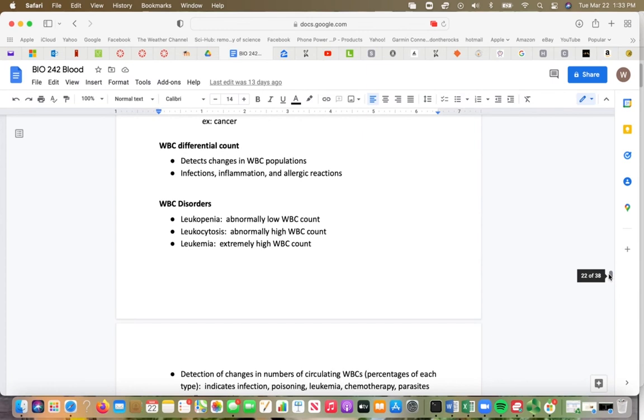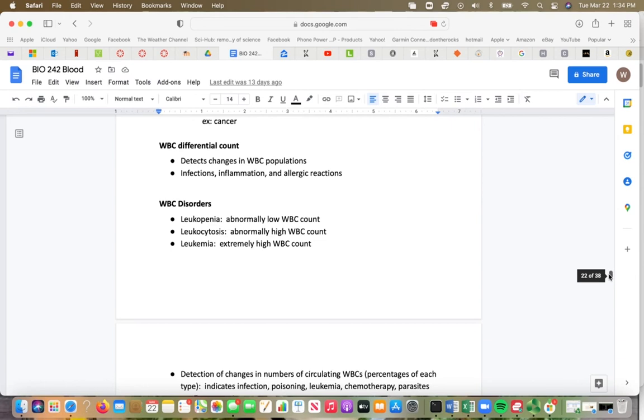When doing some blood tests, if you're just looking at red blood cells, you don't necessarily want to pull up everything with the white blood cells. But if you do, you usually get it with a differential count. That will detect the changes in specific white blood cell populations, so you can see which type of white blood cell is elevated. This can be useful in diagnosing infections, inflammation, or allergic reactions.